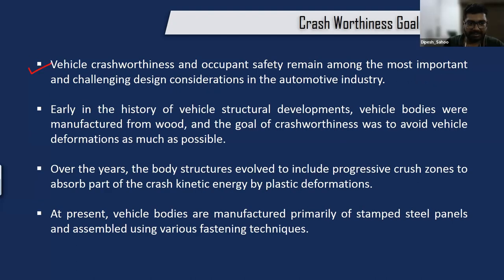The vehicle's crashworthiness and occupant safety remain the most important and challenging design consideration in the automotive industry. Early in the history of vehicle structural development, vehicle bodies were manufactured from wood, and the goal of crashworthiness was to avoid vehicle deformation as much as possible. That means in the earlier eras, vehicles were designed towards toughness. The vehicles were very tough, meaning the vehicle won't deform. You may be thrown out of the vehicle, but the vehicle won't deform that much.